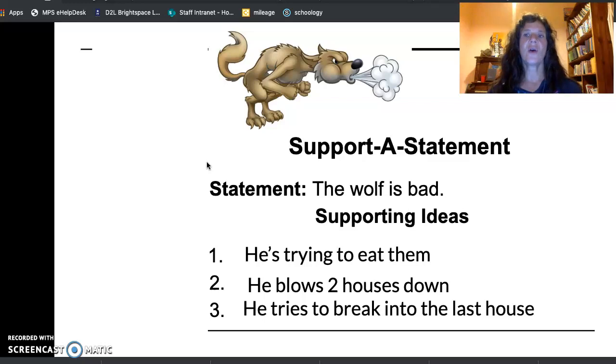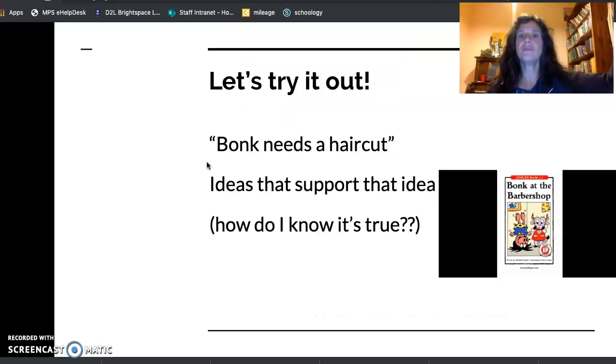All right. So I want you to raise your hand if anyone has ever told you you need a haircut. They sure have told me. So this little story we're going to look at next is called Bonk Needs a Haircut, right? So when we are looking for supporting details, we are thinking of an idea, thinking of a statement, right? Bonk needs a haircut. And then we're looking in the story.